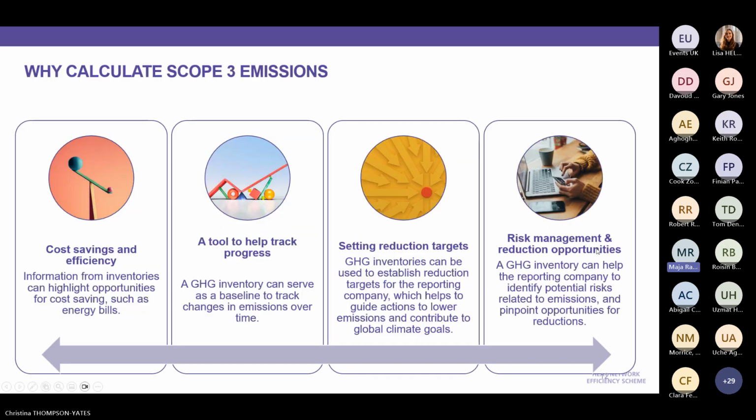Why do we need to calculate them? Because, as I mentioned previously, the majority of companies have between 70 and 80% of their emissions in Scope 3. If we manage to tackle and estimate these emissions with greater accuracy, that would enable huge cost savings and efficiencies being made. It would enable us to set accurate reduction targets.